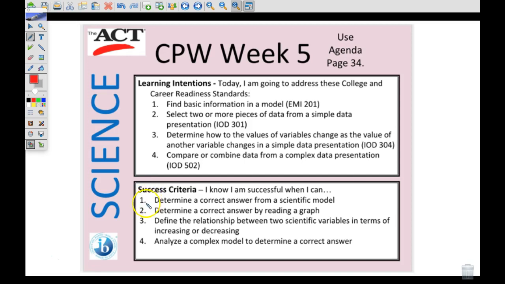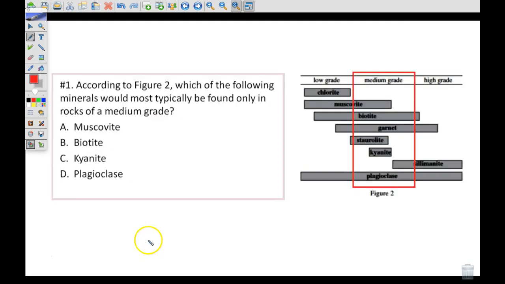You know you'll be successful this week if we can: 1. Determine a correct answer from a scientific model, 2. Determine a correct answer by reading a graph, 3. Define the relationship between two scientific variables in terms of increasing or decreasing, and 4. Analyzing a complex model to determine a correct answer.